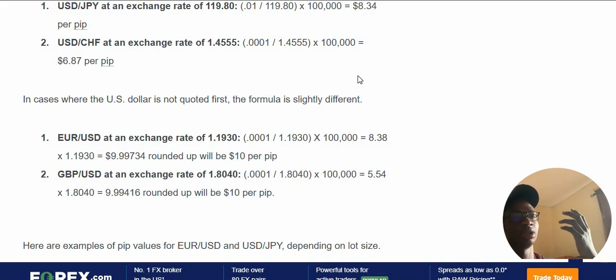So in sports betting it is stake, but in the Forex market it is what? Lots. They get my point. So you see the two correlate.